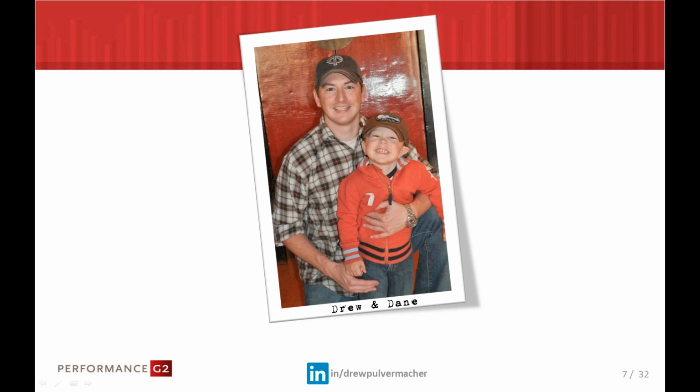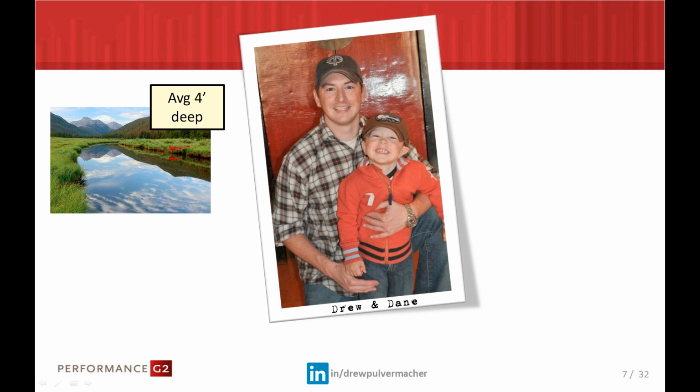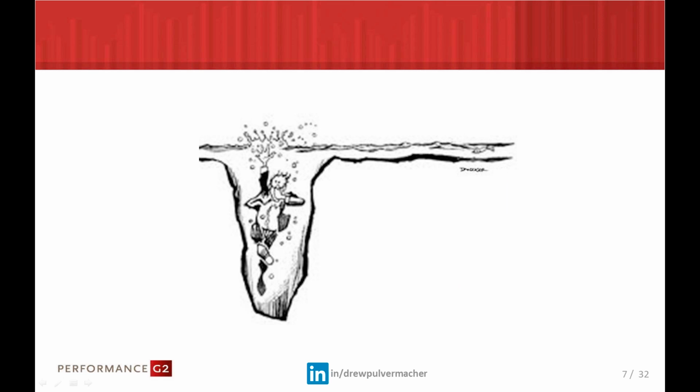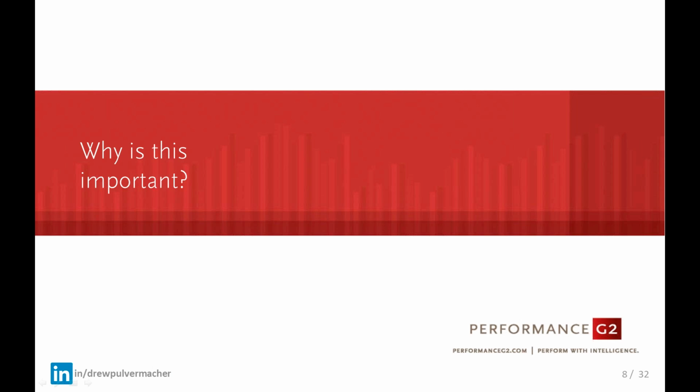I'm out on a hike with my son, Dane, and we come across 2 streams. We have to cross one. The one on the left is on average 4 feet deep. The one on the right is on average 2 feet deep. Which one should we cross? Most people say you should cross the one that's on average 2 feet deep because there's less risk of drowning. And this is the flaw of averages. Because we don't know if it's 1 foot, 1 foot, 20 feet, 1 foot, 1 foot, 1 foot. That is the average, and that is the flaw of averages.